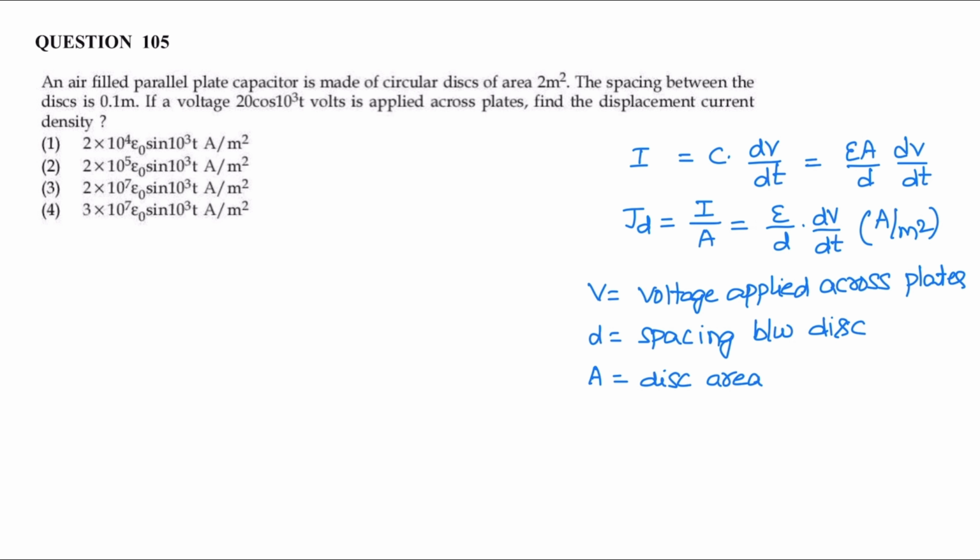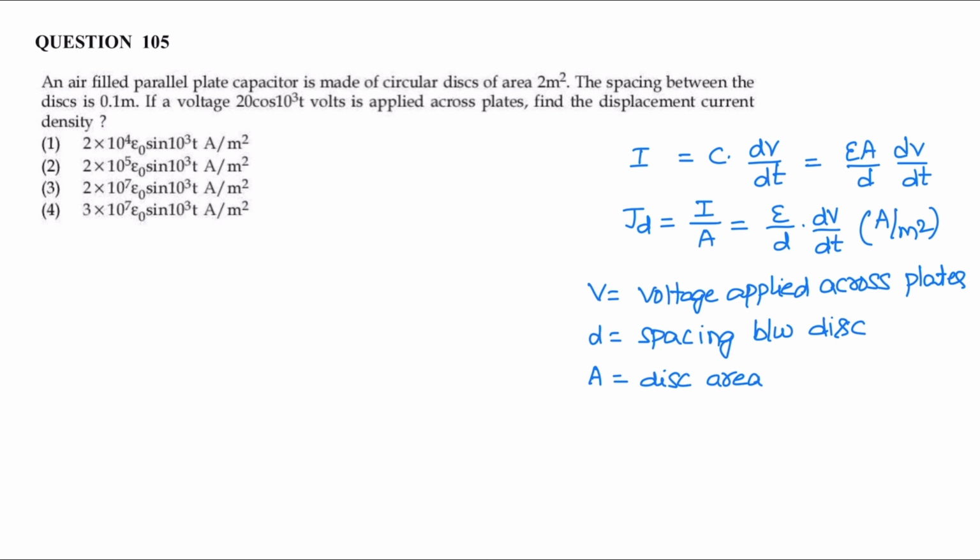An air-filled parallel plate capacitor is made up of circular discs having an area of 2 meter square. The spacing between the discs is 0.1 meter. If the voltage applied is 20 cos 10 cube t across the plates, find the displacement current density. We know that current I is equal to C dV by dt. Current flowing through the capacitor is C dV by dt. The capacitance C is epsilon naught A by d.